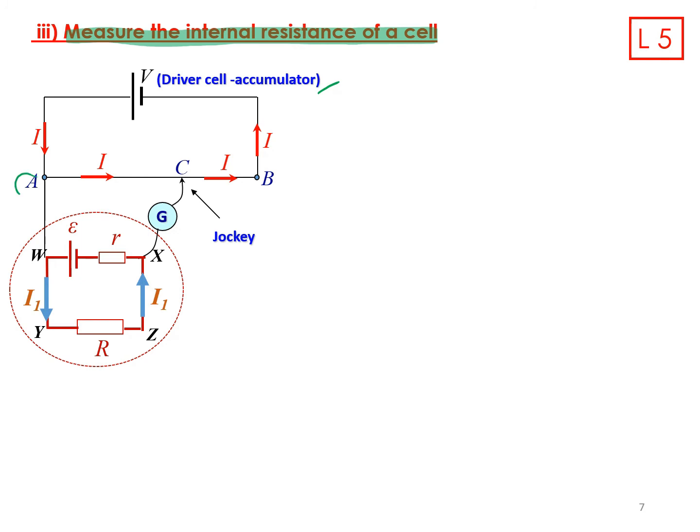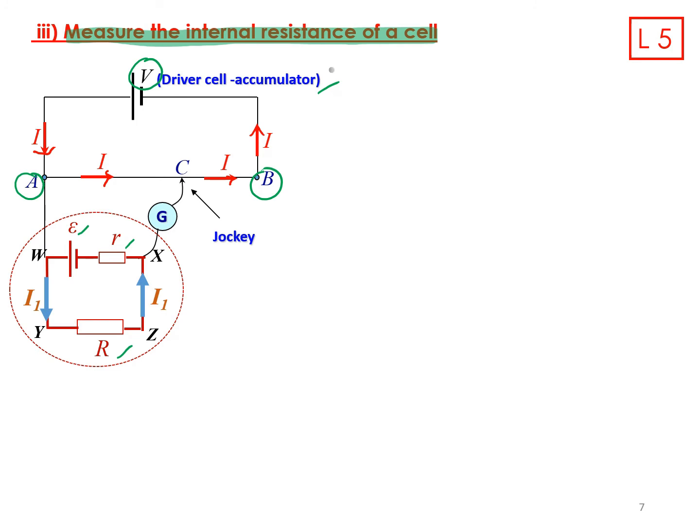You have the wire AB of 100 cm, and at the lower loop you have the other battery, which consists of internal resistance of the battery and also the external resistor. So we can see that the current from this driver cell or accumulator just flows in the upper circuit.